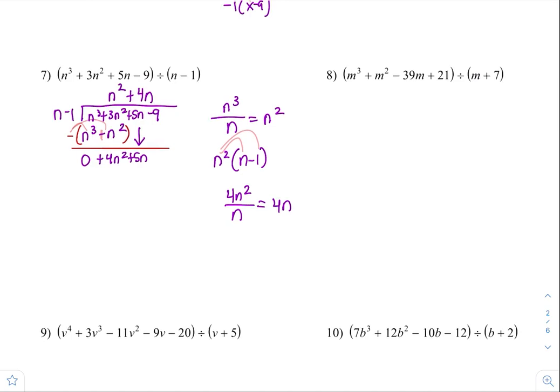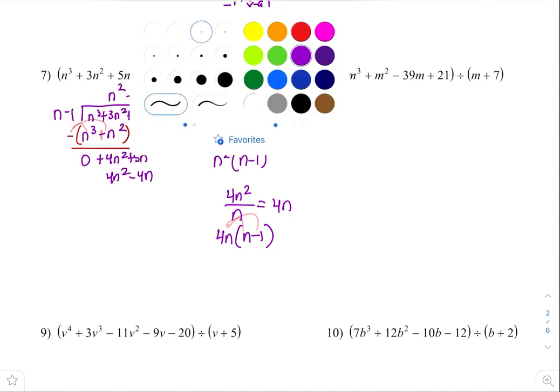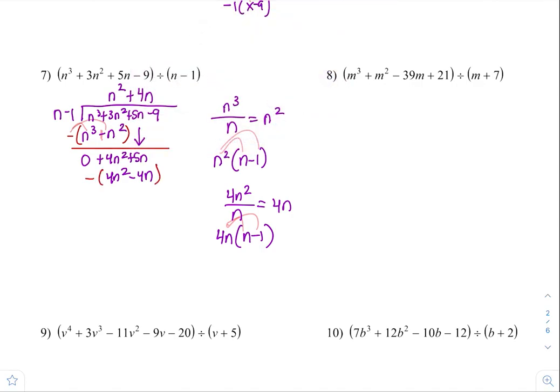Now, what we just found, which was 4n, we distribute to the polynomial on the outside, n minus 1. So 4n times n is 4n squared. 4n times negative 1 is negative 4n. We subtract the negative to both.